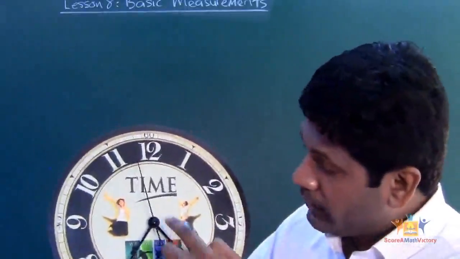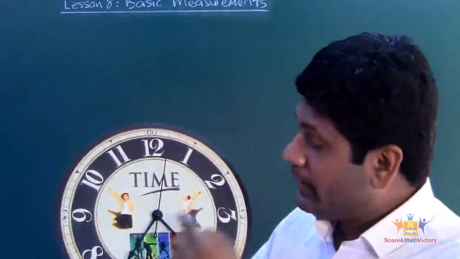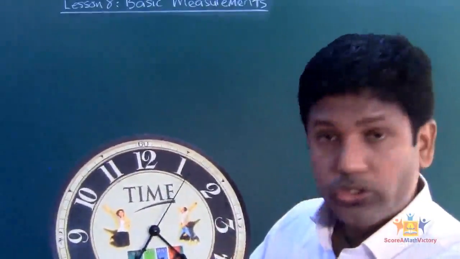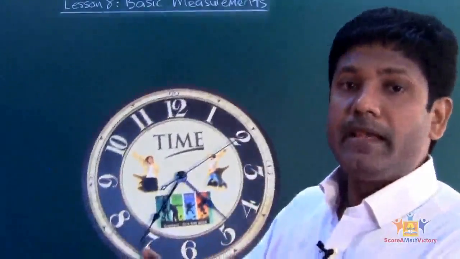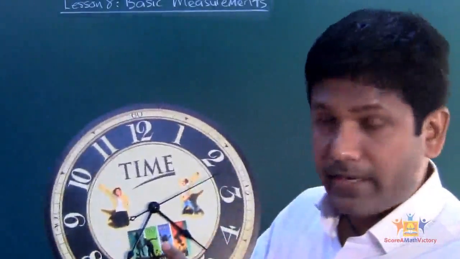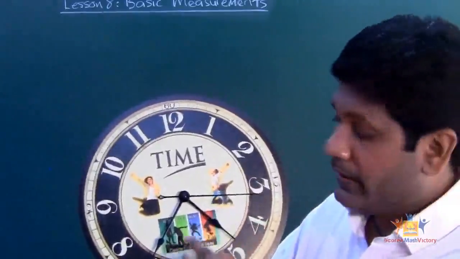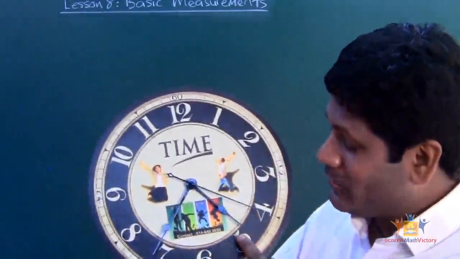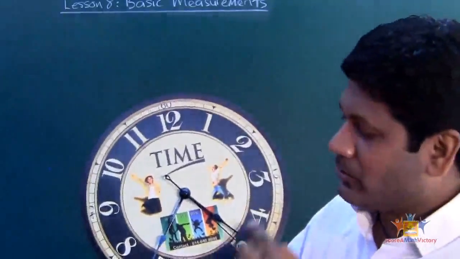There's a short needle, a long needle, and a tiny needle. This is the small needle, this is the second needle, the short needle is the hour needle and the long needle is the minute needle. So let's understand again. The small needle is the what needle? The second needle. The long needle is the what needle? The minute needle. And the short needle is what needle? The hour needle. So it's very important.